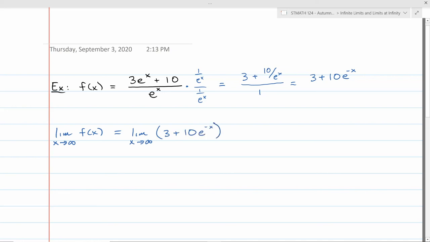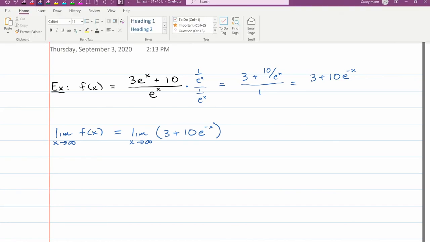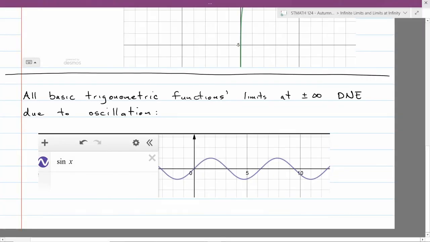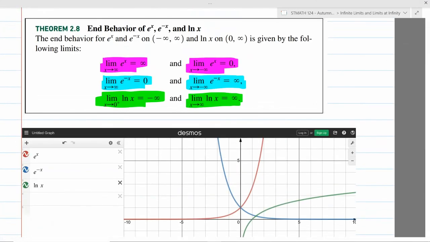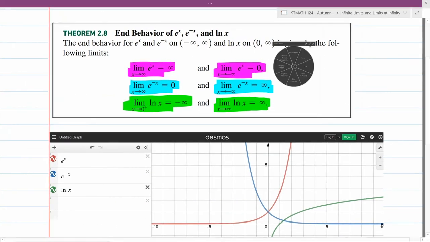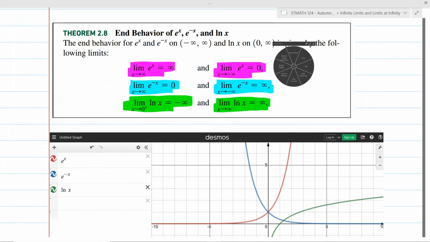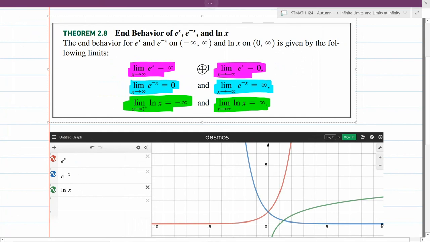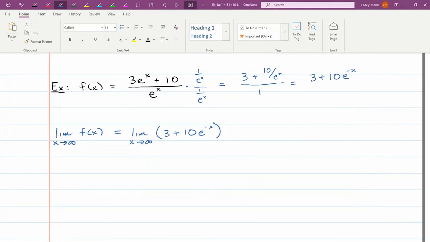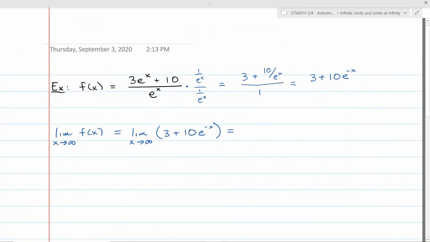And we just learned on the previous slide that e to the negative x, the blue one, as x goes to negative infinity, goes to positive infinity. Oh, wait, I'm sorry. Our x is going to positive infinity, so we're looking at the blue limit on the left. So it goes to 0. According to what we learned a second ago, this term right here is going to 0. And so you have something going to 3 plus 10 times 0. It's coming out to 3.